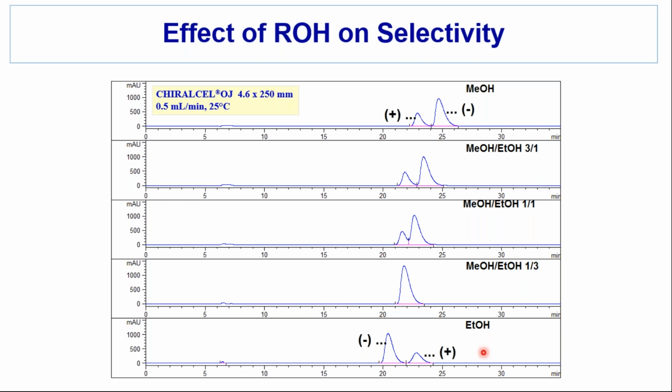But I also thought, well, let's just see what happens with ethanol. Are we going to get any additional separation, or do you suppose we might just have an order of elution reversal? And sure enough, the elution order reversed.